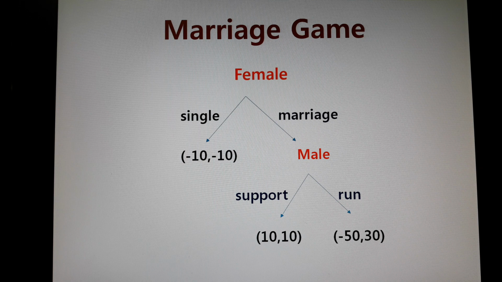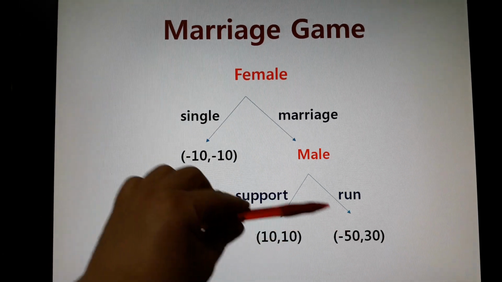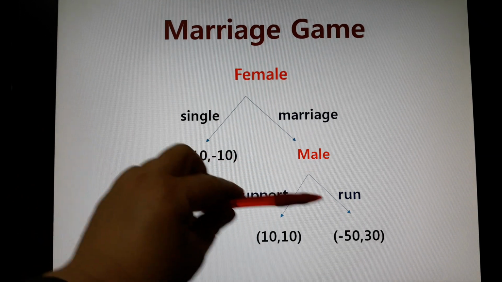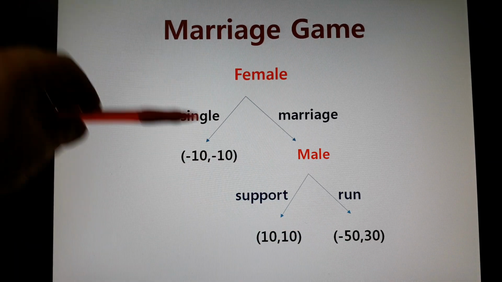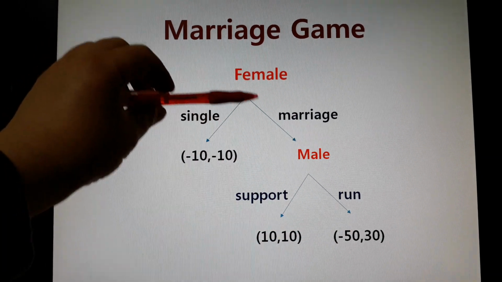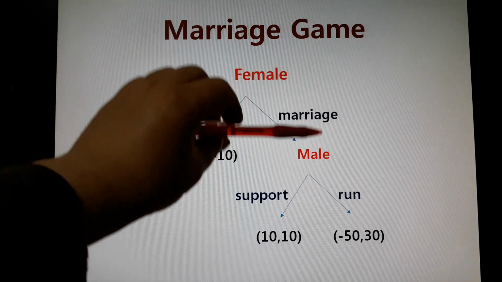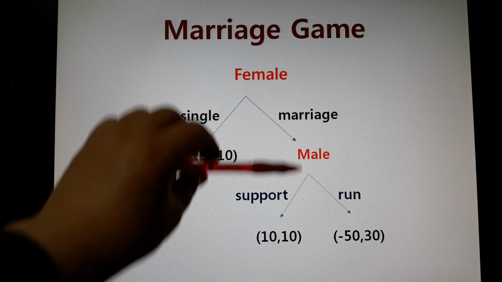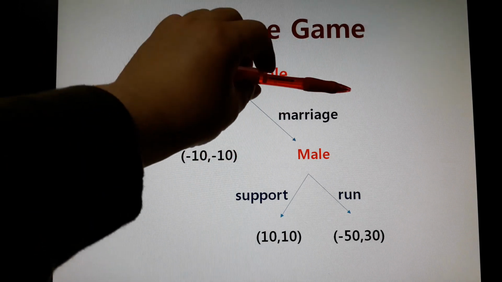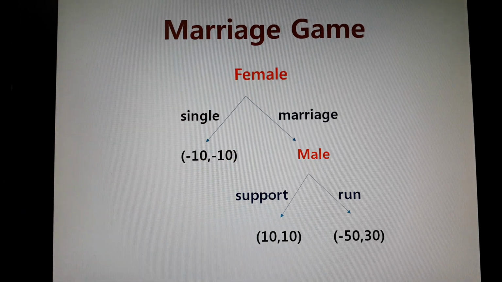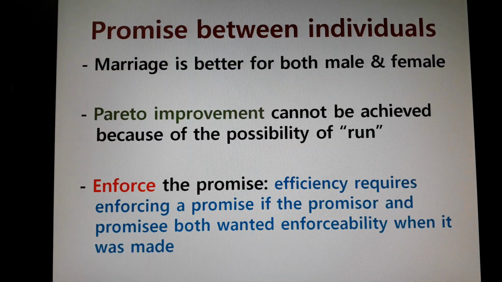Here, the male later changed his mind. The male says, oh, I want to change the promise and run away. But the government says, now you may want to run away, but at the point of marriage, both you and the female said, we want to get married. And even though you change your mind, from the government's point of view, your original promise is important. That's what this means, when it was made.